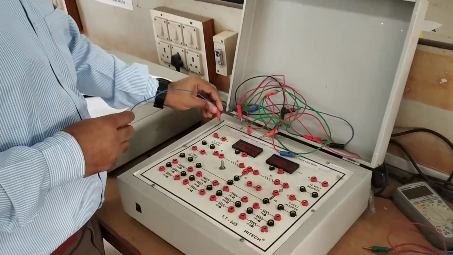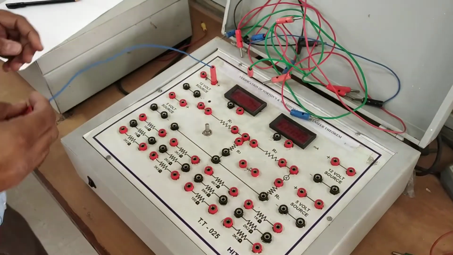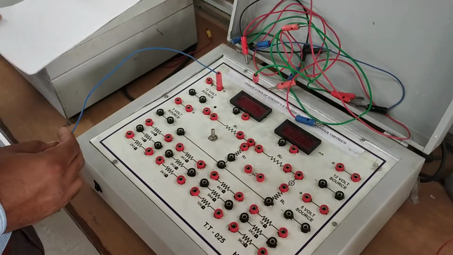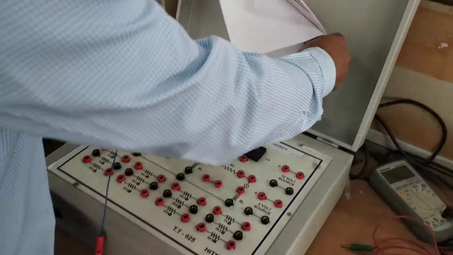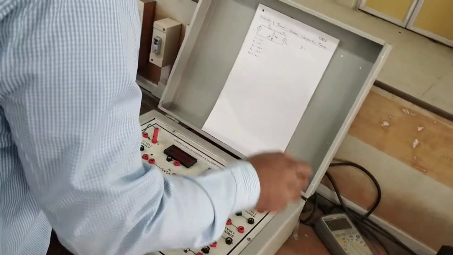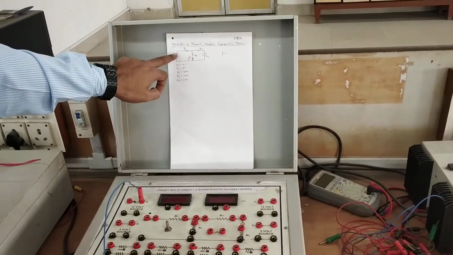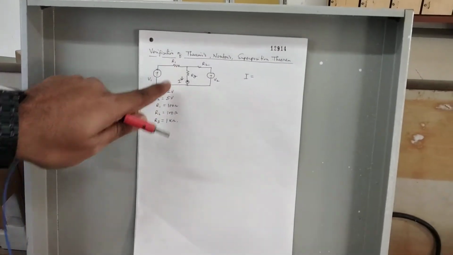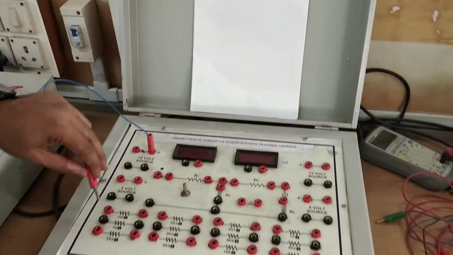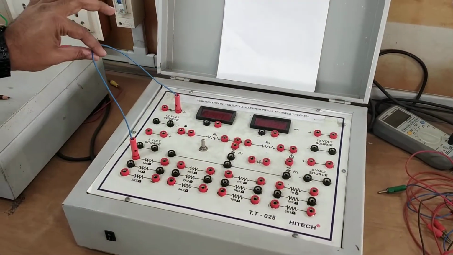First, from this 12 volt source, we should connect to, let us place here circuit diagram. From 12 volt source we should place this wire into R1. What is R1? 100 ohm. So this is my 100 ohm. So this is the circuit, or this is the connection.